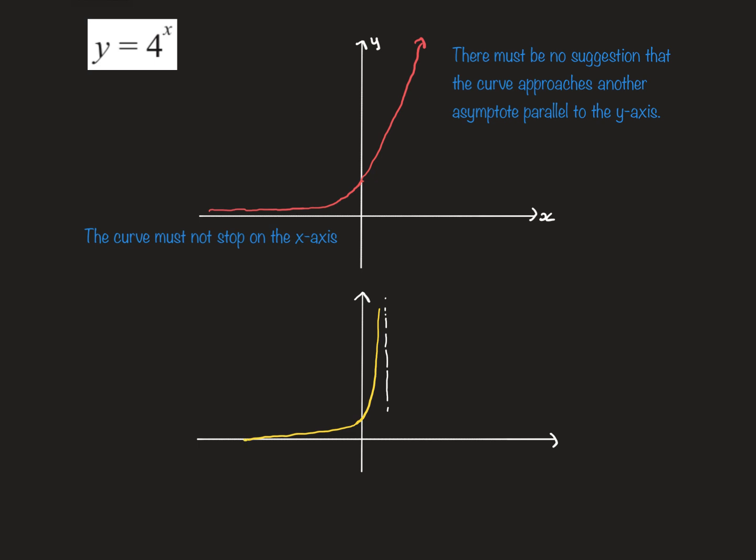Now you also get a mark for the intercept, and that can be marked here as 1, or it can be marked as 0, 1 as a coordinate, and it has to be in the correct place. Notice that the axes do not need to be labeled, so that means you do not need to indicate the y intervals or the x intervals.